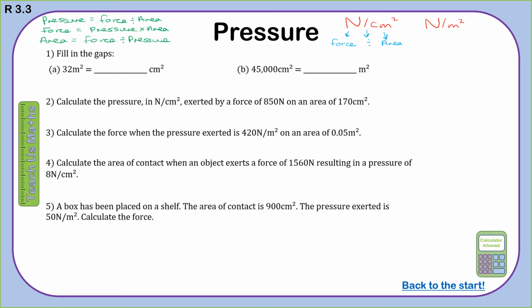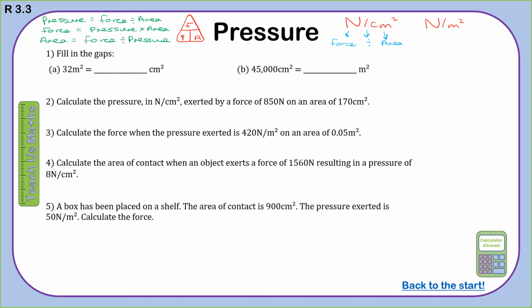If you prefer, you can use a formula triangle to help you to remember these. Force at the top, pressure and area at the bottom. If the letters are on top of each other, it means divide. If the letters are next to each other, it means multiply. You cover over the thing that you are wanting to calculate.